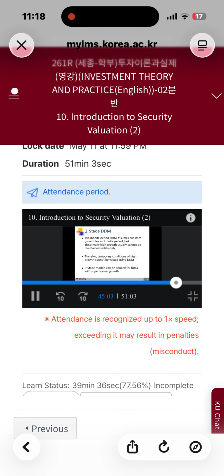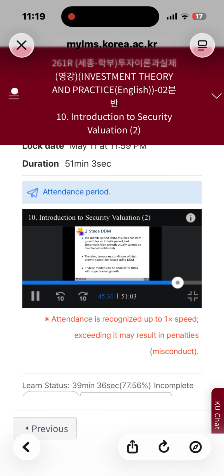Okay, there is a two-stage dividend discount model. So in this case, we may divide the period into 2 periods. First, the high growth stage, and second, the normal or the stable growth stage. The infinite period DDM, the dividend discount model, assumes a constant growth rate for an infinite period.